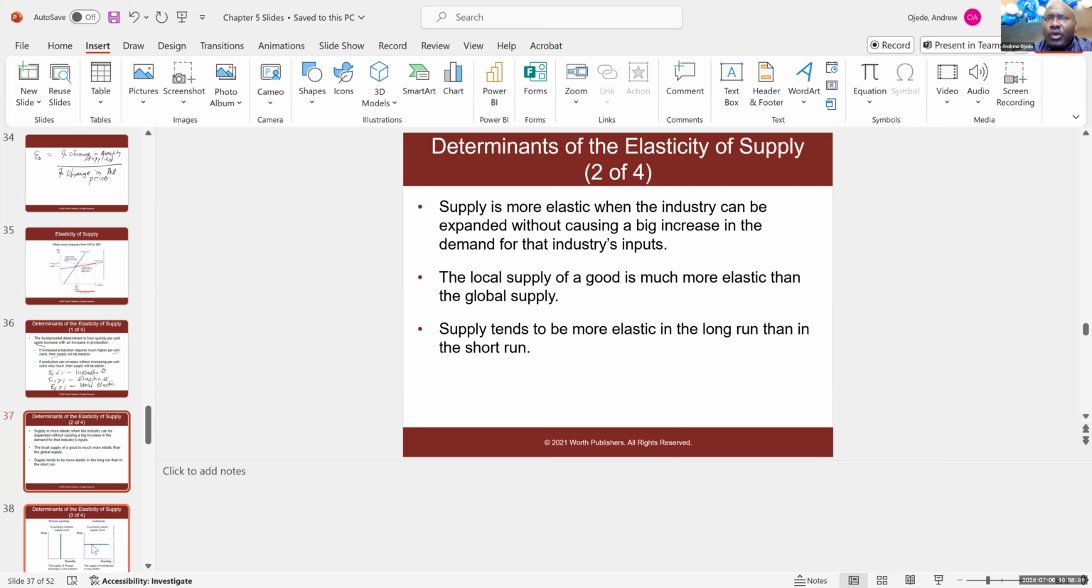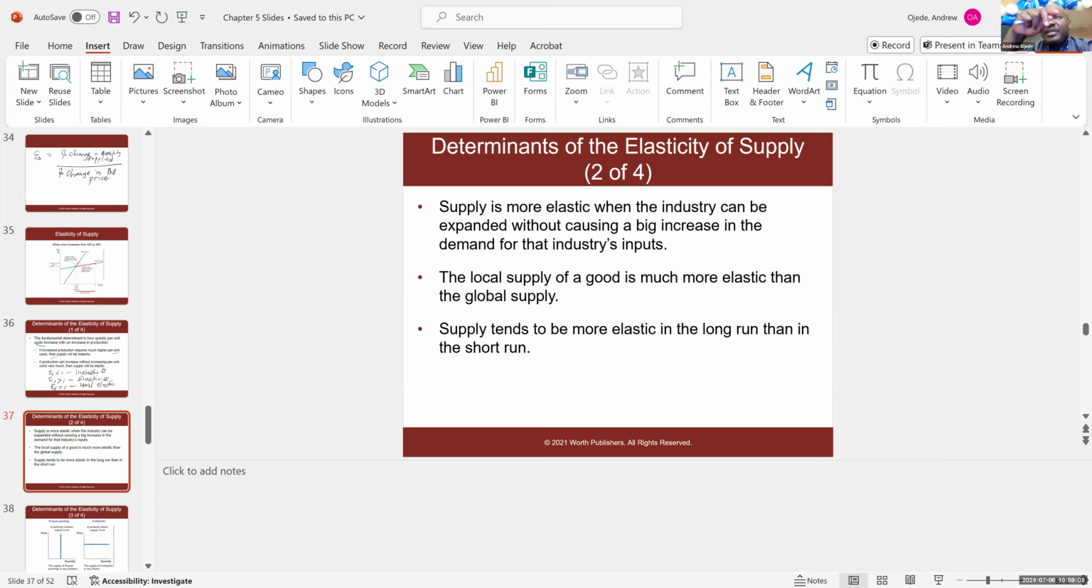So for example, the local supply of a good is much more elastic than the global supply. That is also true. It depends on whether you're producing a good for the local market or for the global market, because the global market is tricky. You may have inelastic demand. And then supply tends to be more elastic in the long run than in the short run.